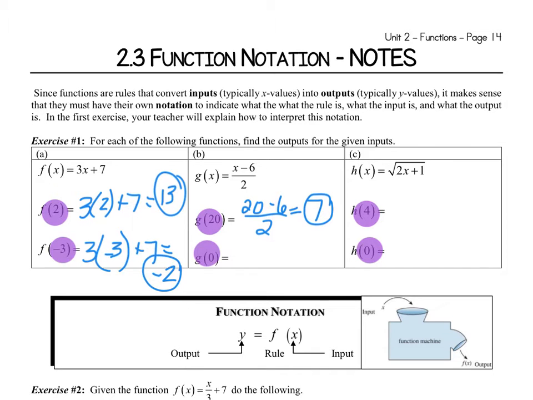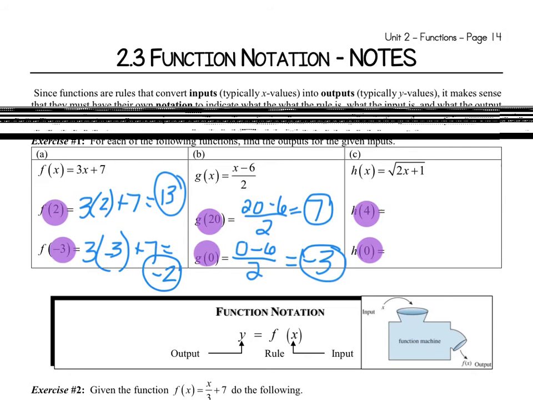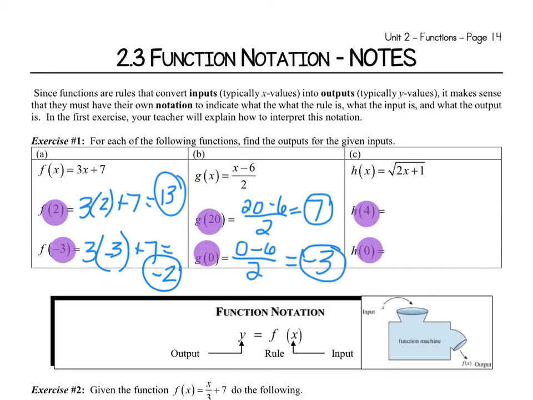Okay, g of 0, that means we're going to put in 0 for x. So 0 minus 6 is negative 6, divided by 2 leaves us with negative 3. So when x is 0, y is negative 3. When x is 20, y is 7. Okay, let's move on to c.